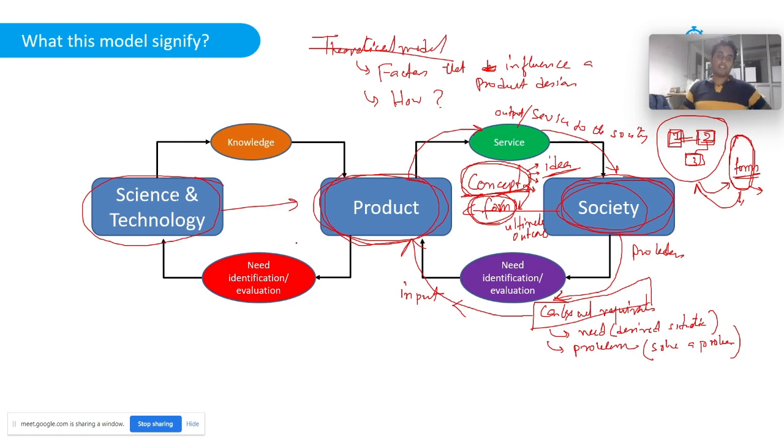Okay, the other aspect is whenever you have a concept ready, now you have another set of needs. Next you try to plan how to make the concept into reality.